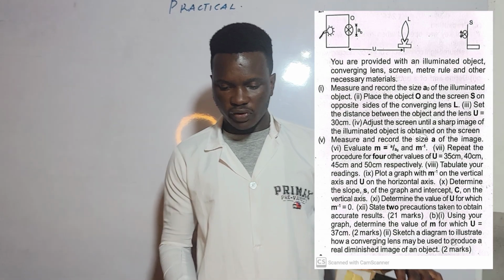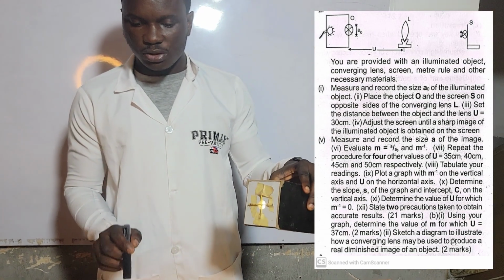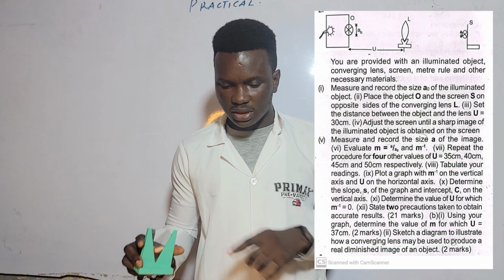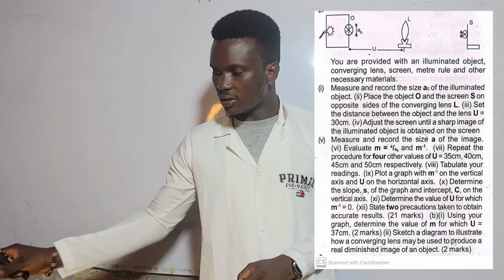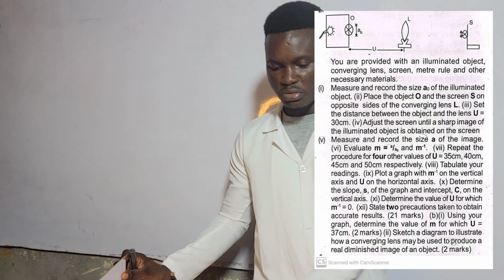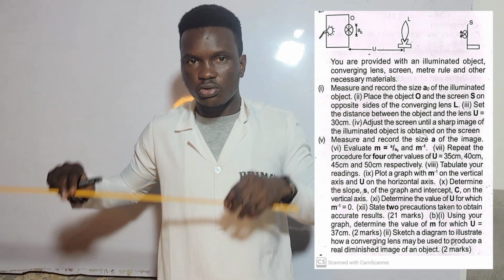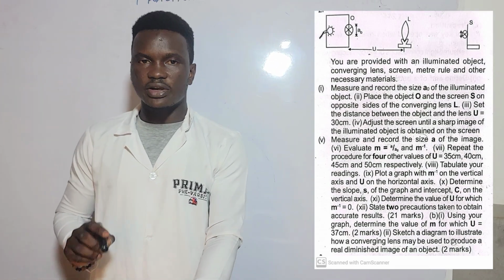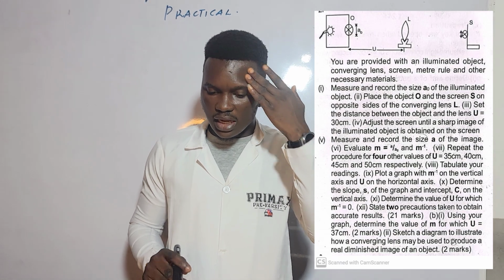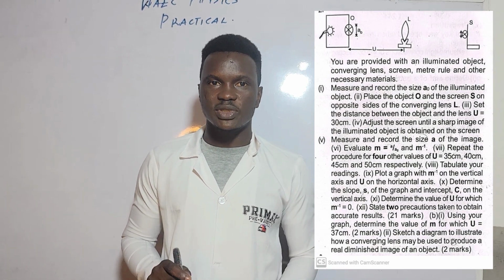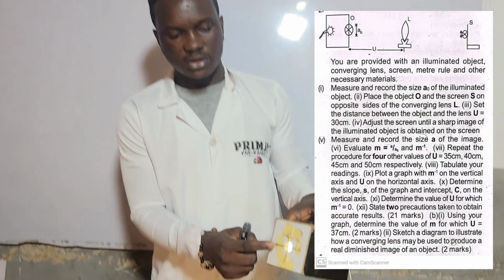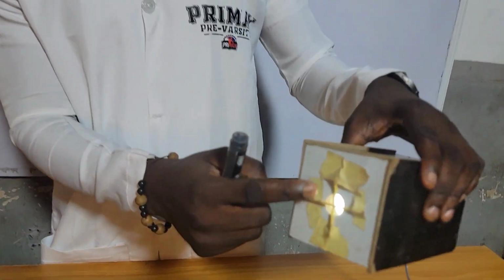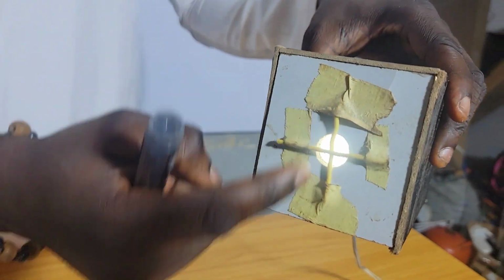They said we should provide you a ray box. The question says that you are provided with illuminated objects, a converging lens, a screen, a meter rule, and other necessary materials. This is the converging lens, this is a screen, and this is the meter rule. The question now says to measure and record the size A0 of the illuminated object. So this is the object, as you can see. This is the ray box. Come closer for them to see. This cross, I've made it my object.